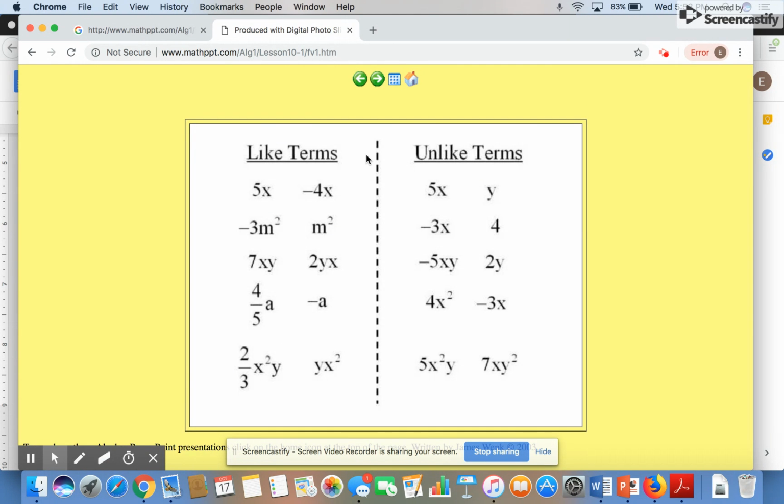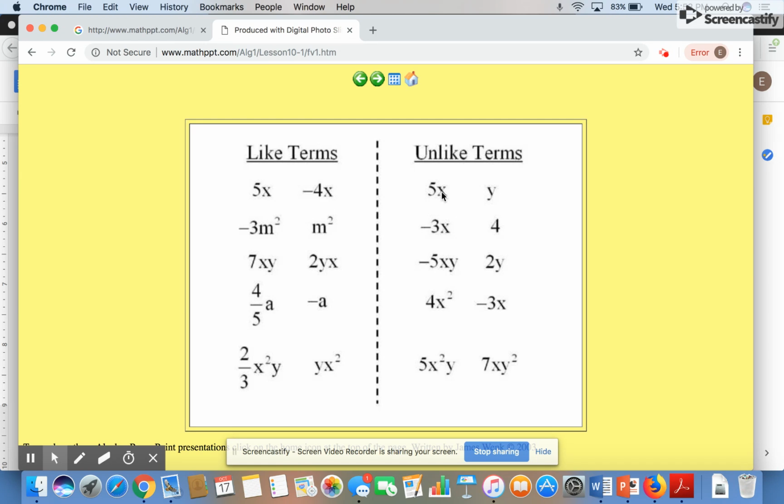When adding and subtracting polynomials, it's important to know like and unlike terms. Your like terms have the same variable. So here, these are like terms because they both have an x. It doesn't matter what their coefficients are, it matters what the variable is. So they're like terms because they're both x's.